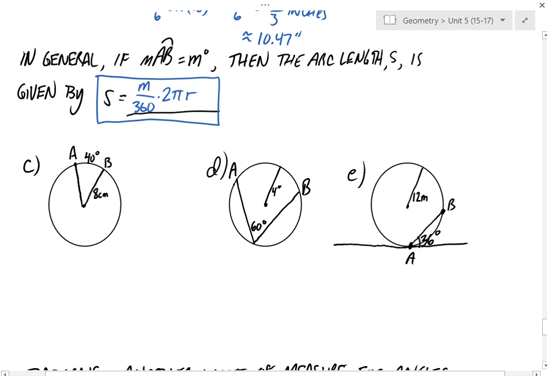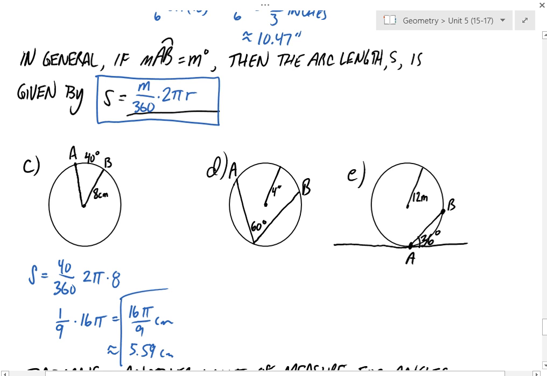Okay, in example C, our arc length is the fraction 40 over 360 times 2 times pi times the radius. And so that is going to be 40 over 360 is 1/9 times 16 pi. So that is exactly 16 pi over 9 centimeters. And we can approximate that with a decimal. 16 pi divided by 9 is approximately 5.59 centimeters. So those are your two answers. The first answer is an exact answer. The second one is an approximation using an approximation for pi.